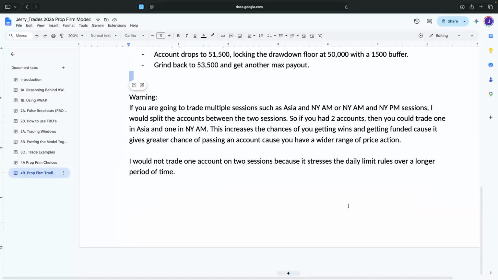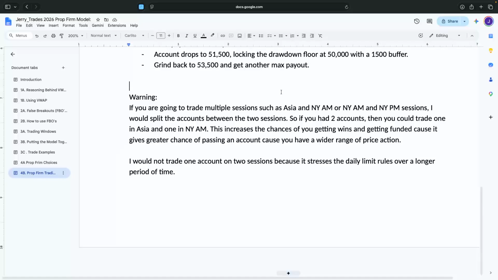The one warning I want to give you is if you're going to trade this model across multiple sessions, which you can do. I have outlined 3 different sessions: Asia, New York AM, and New York PM, such as Asia and New York AM, or New York AM and PM. I would split the accounts between the 2 sessions, because if you just take the classic daily loss rule, it's definitely possible that you take 1 loss in Asia, 1 loss in New York, and then you're done for the whole day, because you're splitting that daily limit across more time.